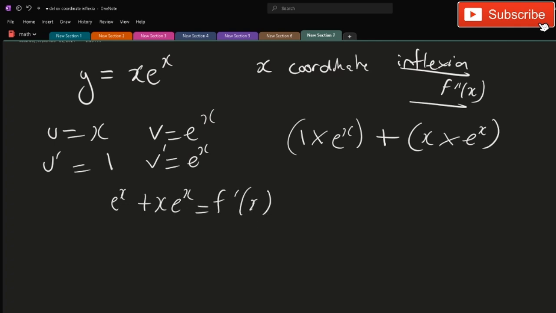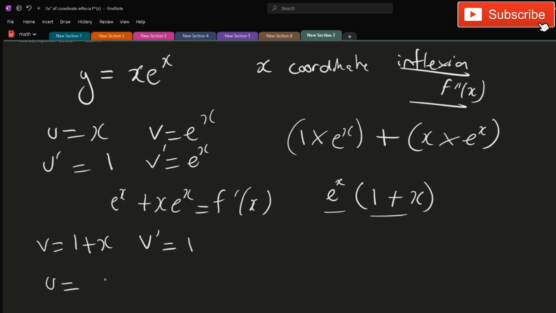Now let's go ahead and get the second one. How are we going to do that? Let's actually factorize, because in my opinion it would be easier. So we're just going to have e^x, sorry, my x's are all over the place today, (1 plus x). Okay, so this is u, this is v. So v is going to be 1 plus x. v differentiated is going to be 1, because this becomes 0 and this becomes 1. u equals e^x, and u differentiated equals e^x.